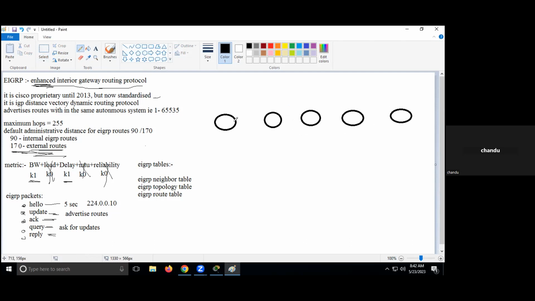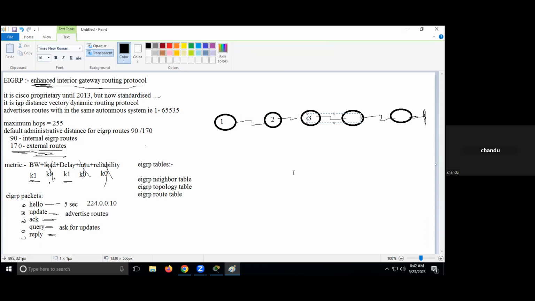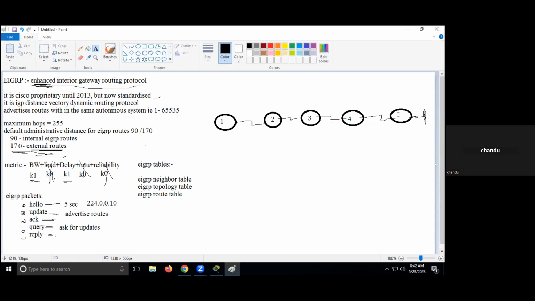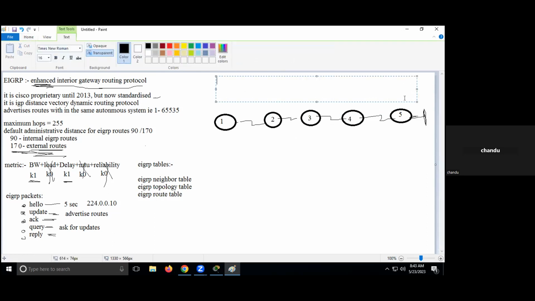AHRP is the only protocol that always calculates the best path based on the bandwidth and the delay. I said AHRP is a distance vector protocol. Let me give some numbering for this: router 1, 2, 3, 4, 5. AHRP is always going to calculate something called the FD value, the feasible distance. Also, it is going to calculate something called the advertised distance.